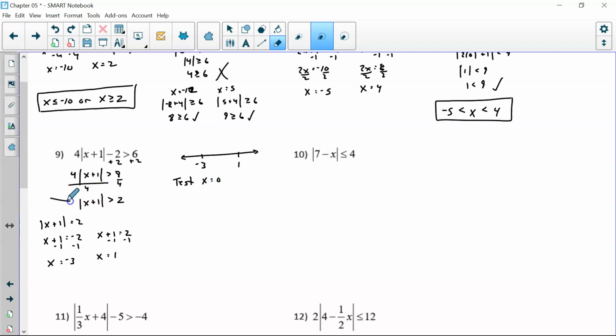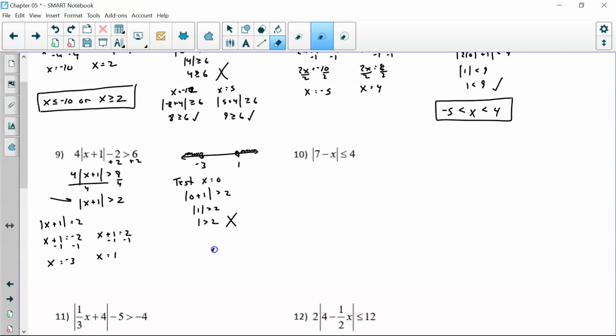Back into this inequality. We have open dots there because it's just greater than. 0 plus 1, the absolute value of that is greater than 2. The absolute value of 1 is greater than 2. 1 is greater than 2. That is not a true statement. So our shading doesn't go in between. It goes in opposite directions on the left and on the right.